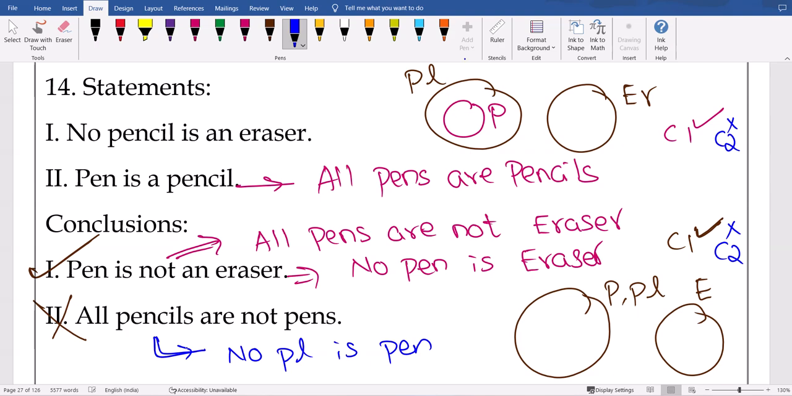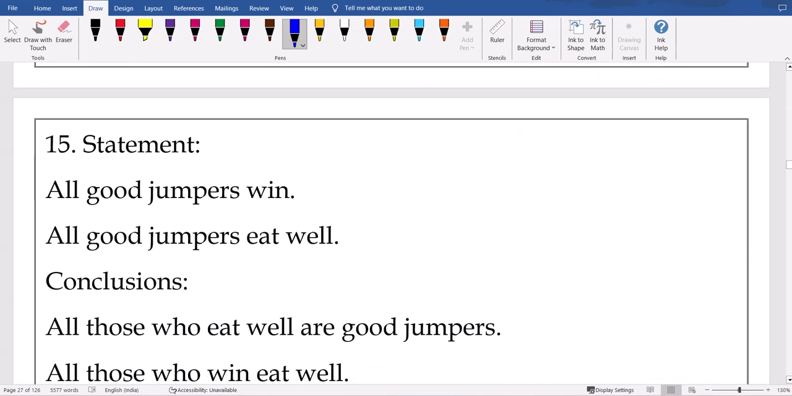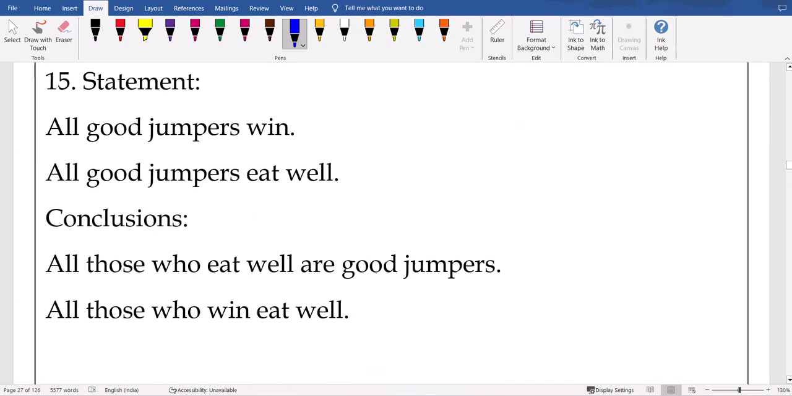Guys, some people are misunderstanding this sentence. "All pencils are not pens," sir, means some are thinking some pencils are pencils alone. No. "All pencils are not pens" means pencils and pens are not connected. That's the clear meaning. No deviations in that. What about this? Now, all.